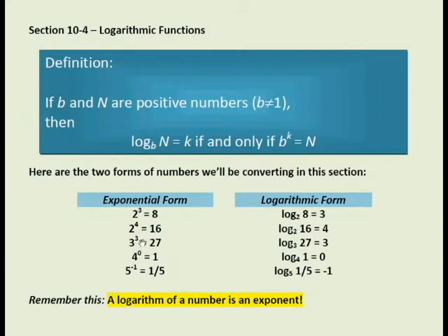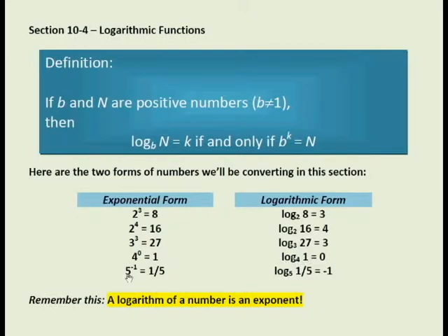3 raised to the third power is 27. Nothing new there, but the log base 3 of 27 is equal to 3. 3 raised to the third is equal to 27. You really have to get this notation down. Anything raised to the 0 is equal to 1. So the log base 4 of 1 is equal to 0. So the log of 1 in any base is equal to 0.